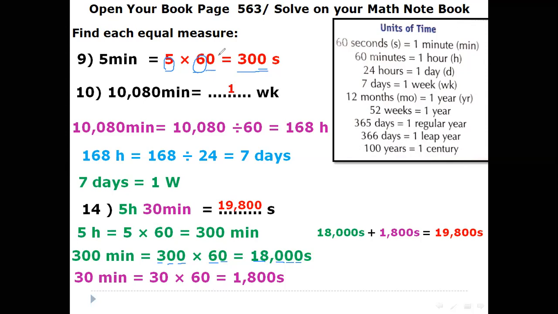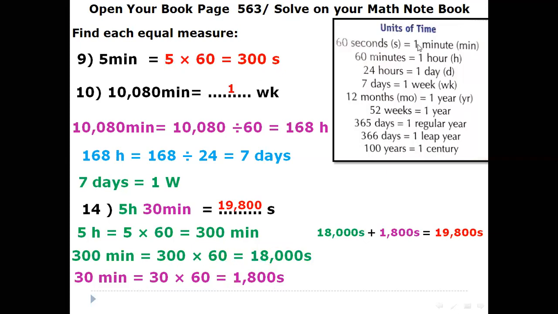Okay, in the 30 minutes, we have 30 times 60. So 3 times 6 is 18, and you put your 2 zeros out, so it's 1,800 seconds. So this is how many seconds we have from the 30 minutes. And this is how many seconds we have from the 5 hours. So 5 hours and 30 minutes, we need these two parts together. So we add them together, we get 19,800 seconds.